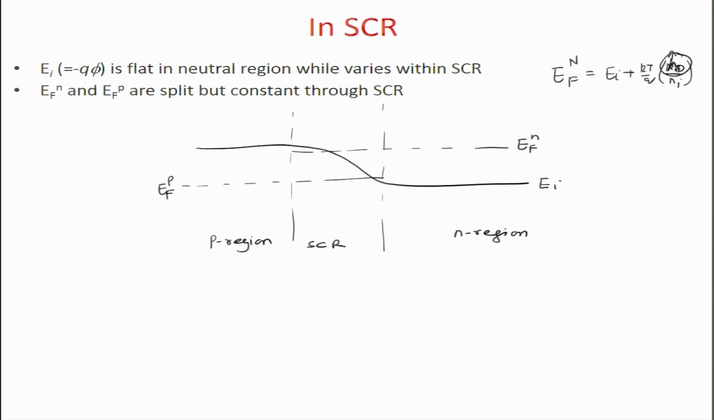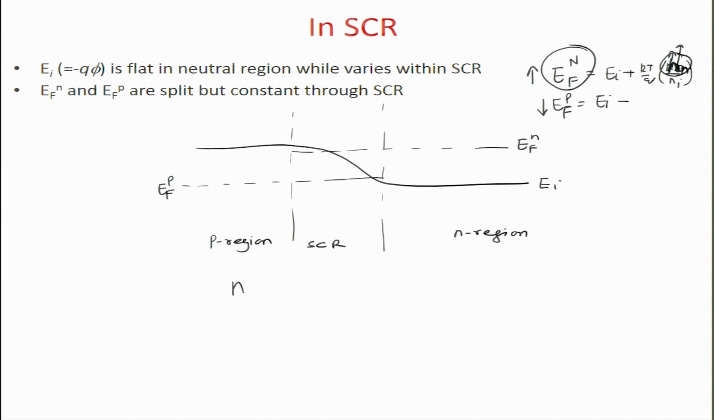So, this was basically, you can say, small n, right. This increases as you expose with light. So, when this increases, this also goes up. Similarly, on the other side is EFP, which is EI minus this term into ln(PP). So, this PP will increase, as a result this will go down. So, this will go down, this will go up with respect to the equilibrium positions. So, as a result of illumination, these two change.